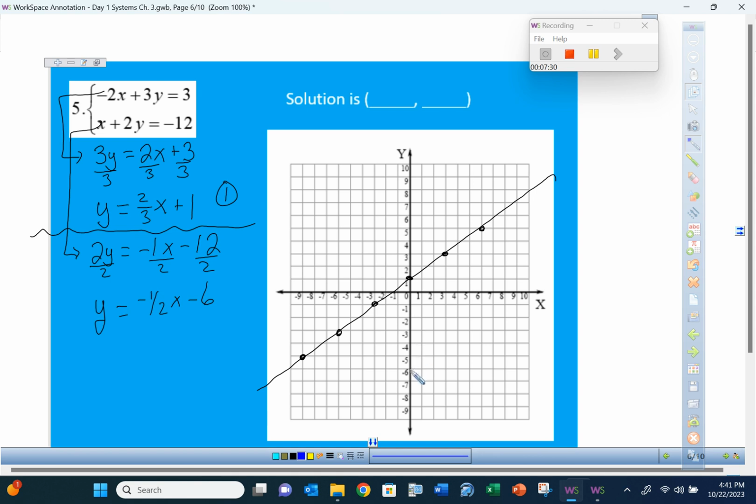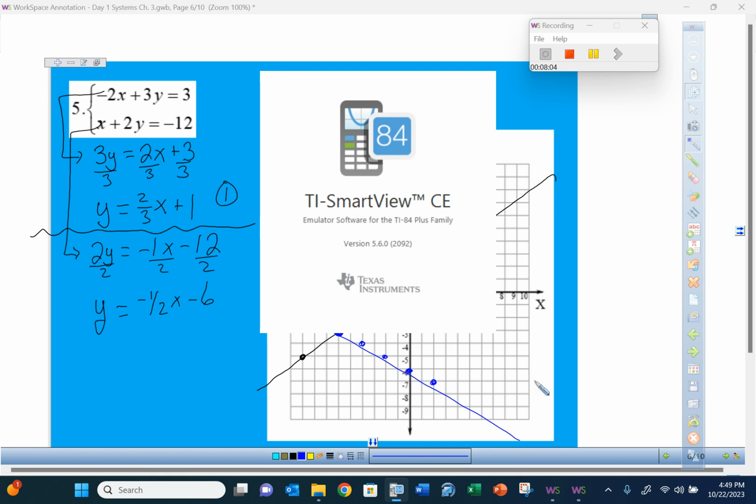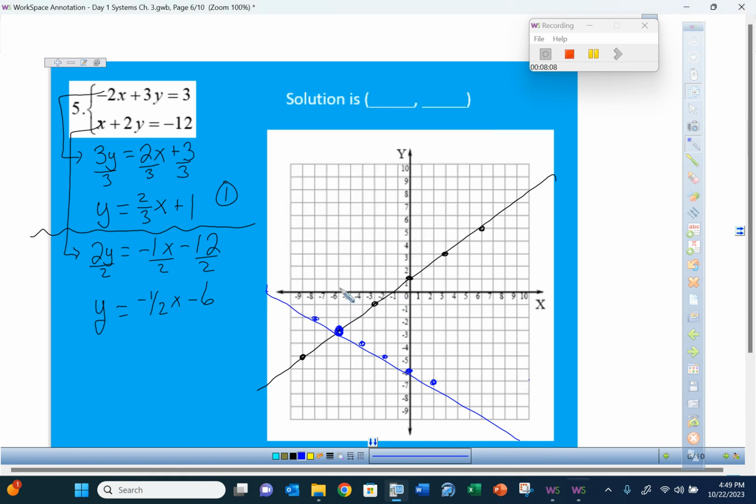So I'm going to start here at negative 6. And guys, instead of going down 1 and right 2, which is away from my other line, I'm going to go up 1 and left 2. Up 1 and left 2. Right there is going to be my answer. I just made that a bigger dot for you. And then this solution looks like I'm going to have to go to the left 6 and down 3. So there's my solution.